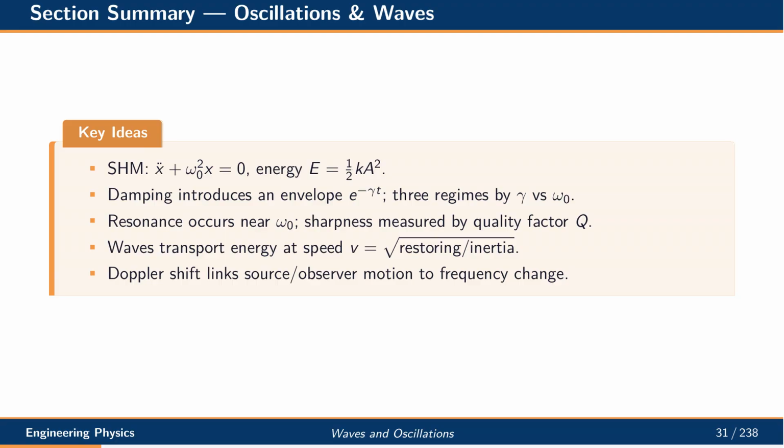Let us summarize this section. Simple harmonic motion is governed by a linear restoring force, with total energy proportional to the square of the amplitude. Damping introduces an exponential envelope and produces three distinct regimes. Resonance occurs near the natural frequency, and its sharpness is measured by the quality factor. Waves transport energy at a speed set by the ratio of restoring force to inertia. Finally, the Doppler effect links the motion of source or observer.